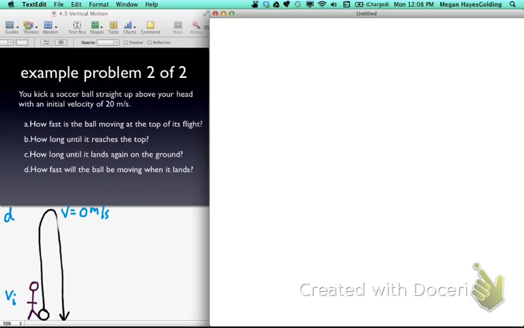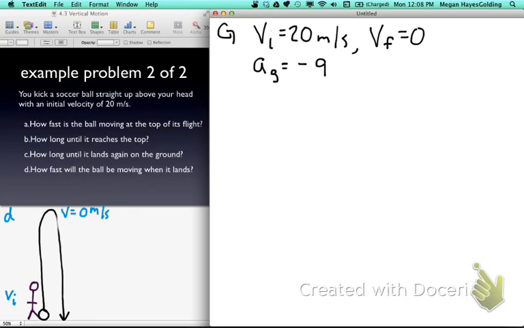How long until it reaches the top? Okay, now we need to do some math. What are we given? Well, we know an initial velocity, we figured out a final velocity, and we know the acceleration of gravity. The unknown in this case is time.